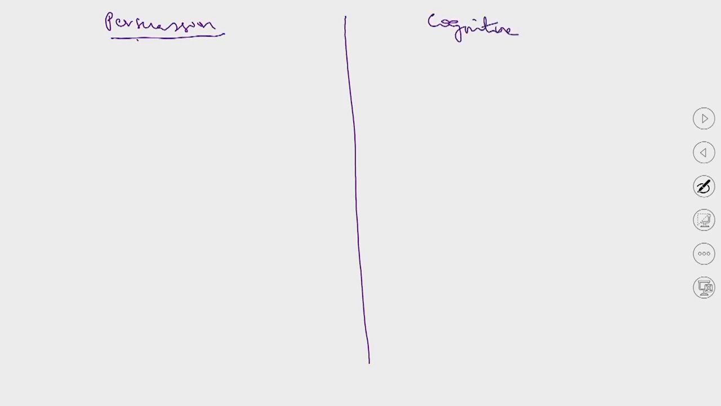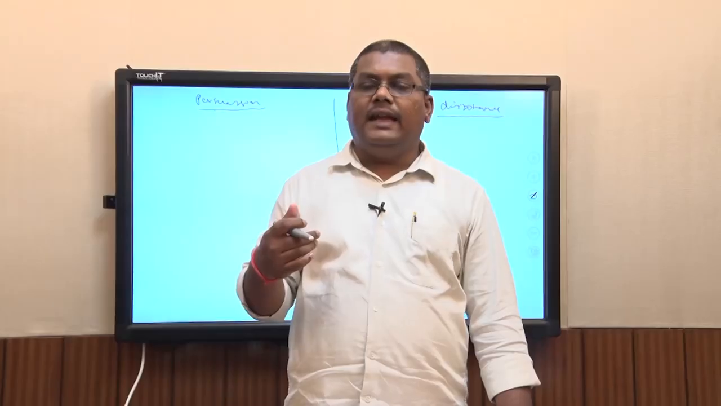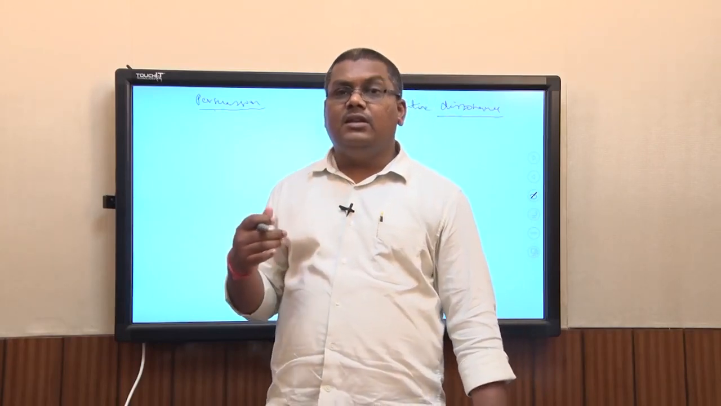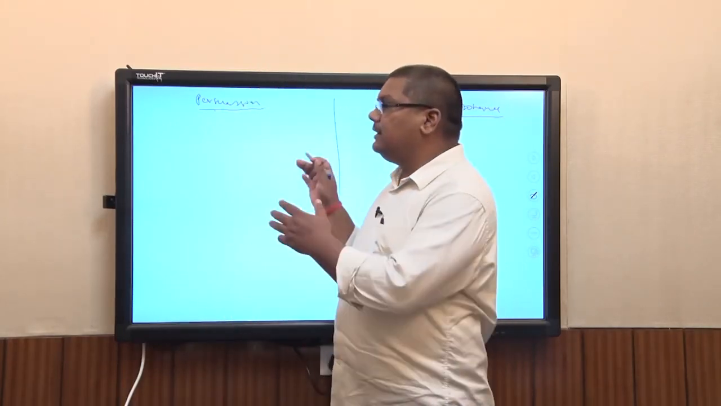Right? So, let us move to the next. Okay? We will look at persuasion here, and we will look at cognitive dissonance here. So, let me first explain what these are. Persuasion is using an external medium like a magazine, an ad, some kind of information in the marketplace, like some kind of pamphlet, to change people's attitude. So, persuasion is that method.